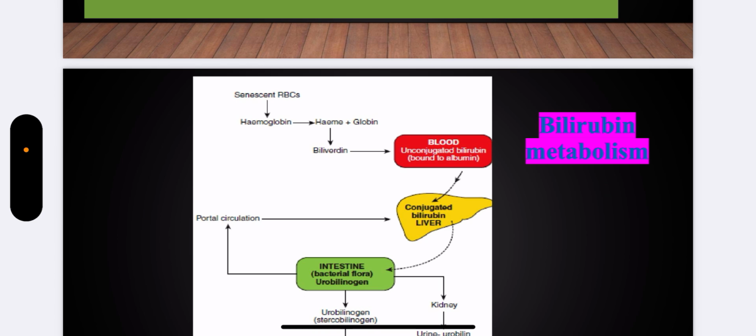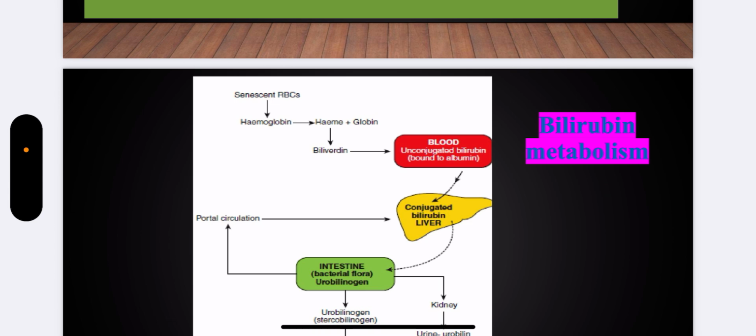Now, the next stage is conjugation of bilirubin, and this takes place inside the liver. Inside the liver, bilirubin gets conjugated with UDP glucuronic acid with the help of the enzyme glucuronyl transferase, located in the hepatic microsomes, leading to the formation of water soluble bilirubin, and it will be excreted in the duodenum and bile.